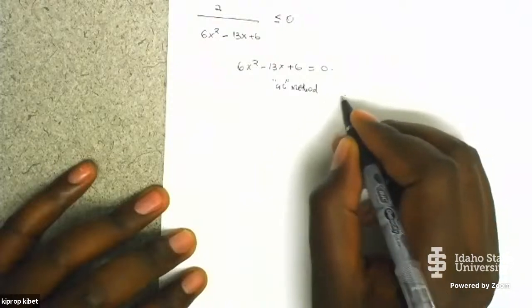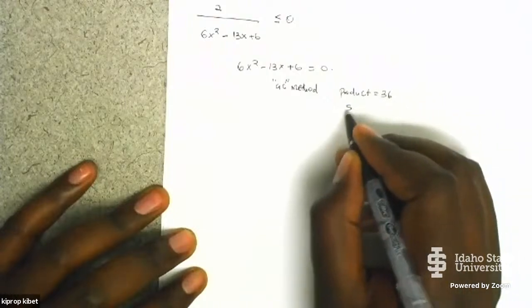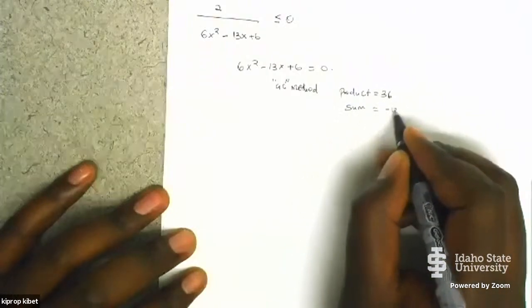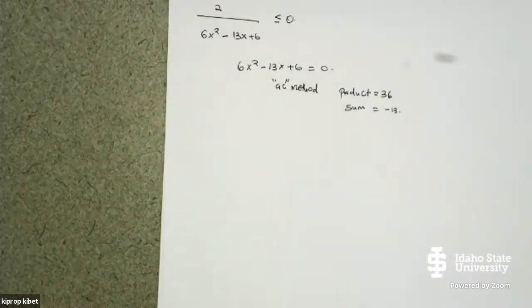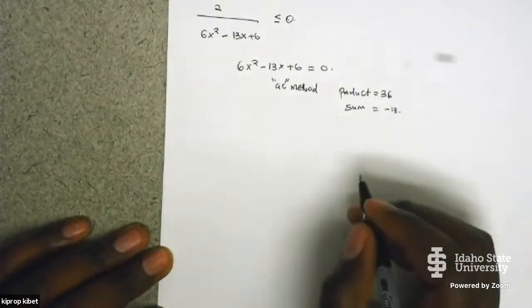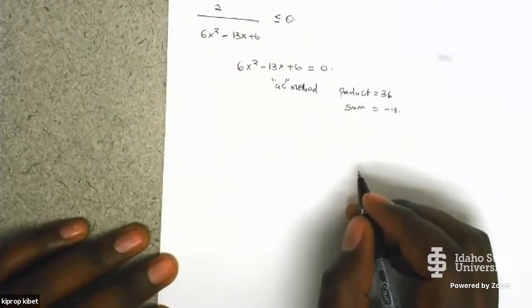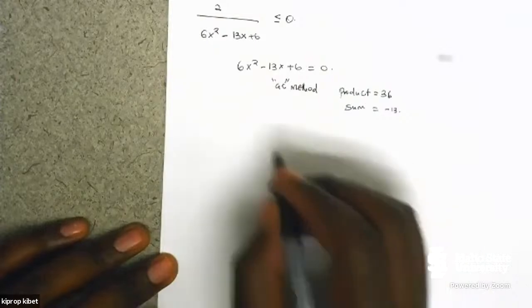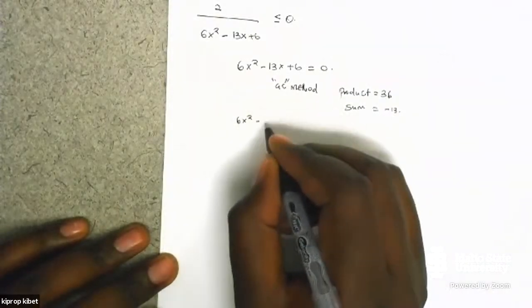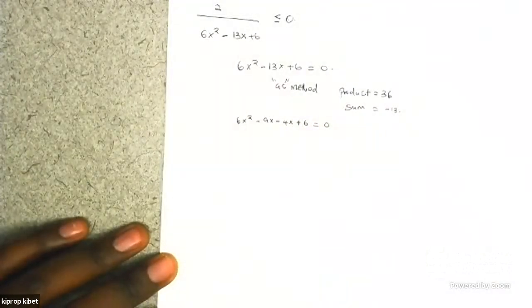So we look for the two numbers, the product equals to 36, and the sum equals to negative 13. So what are the two numbers? We have 9 and what? Is it 9 and 4? 9 and 4, right? And which one is negative? Both of them, right? So we have 6x squared minus 9x minus 4x plus 6 equals to 0.